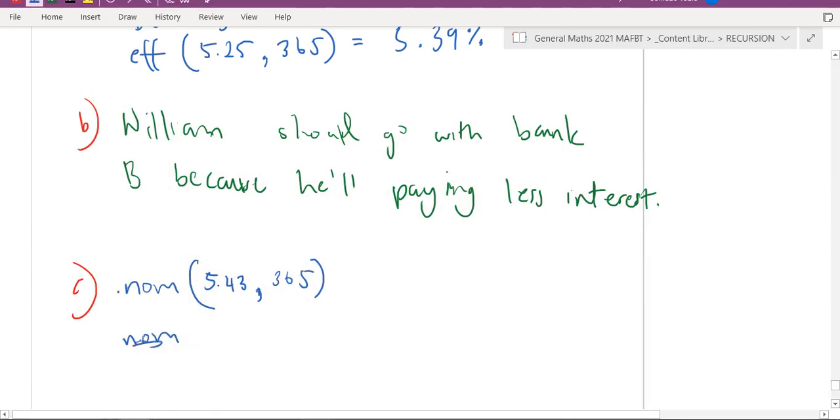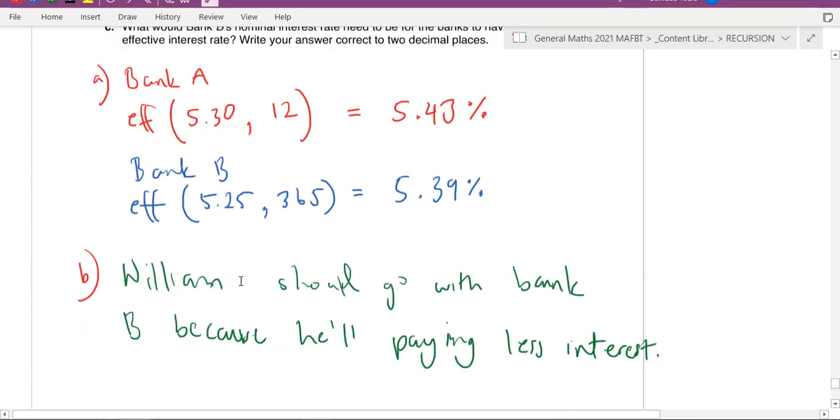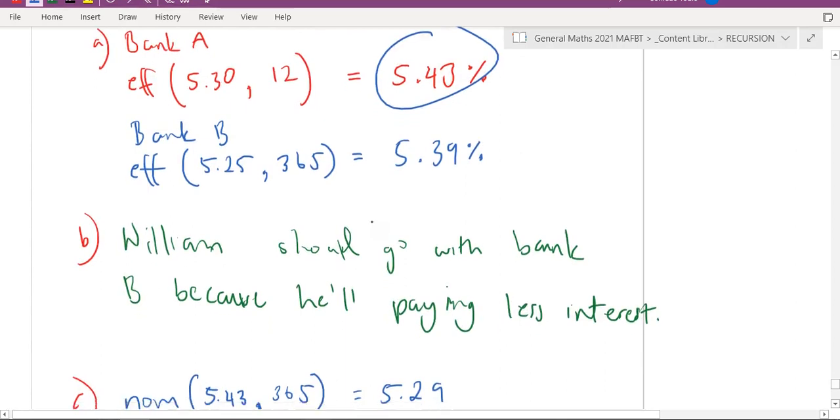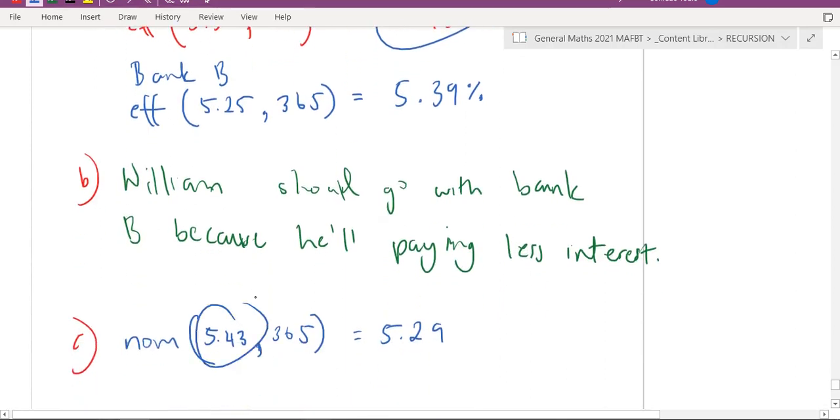5.29. So that it'll give him the same effective rate as Bank A, because Bank A had an effective rate of 5.43. Okay, so we want him to have 5.43 as the effective, and that means that the nominal rate has to be 5.29%.